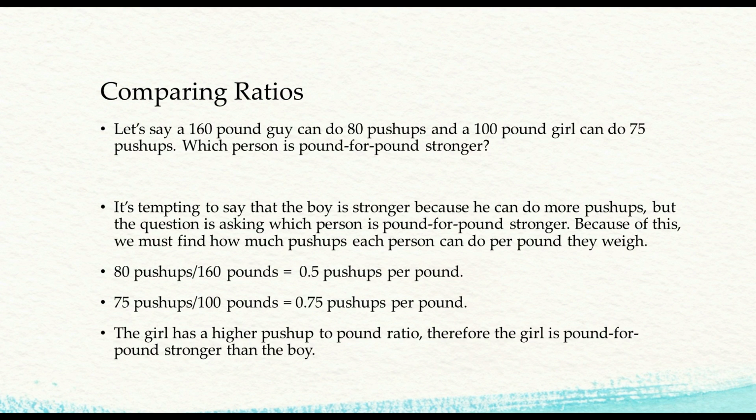So when we calculate for the boy, we divide how many push-ups he can do by how many pounds he weighs. It turns out he can do 0.5, or half a push-up, per pound he weighs. The girl, on the other hand, can do 75 push-ups per 100 pounds, which turns into 0.75 push-ups per pound. The girl has a higher push-up to pound ratio, therefore the girl is pound for pound stronger than the boy.